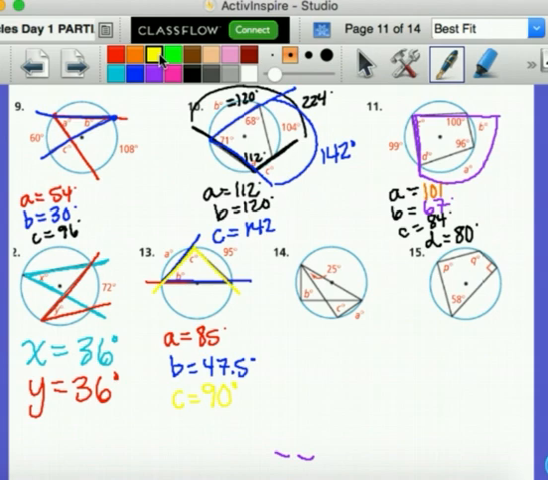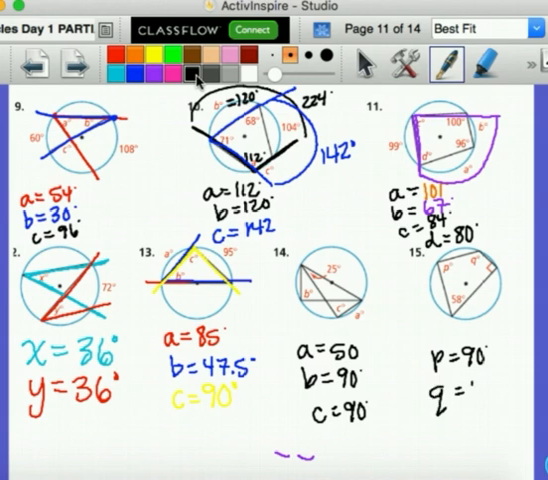Again, I would try the last two on your own and then come back to check. And then we've got all of our questions answered in this section that deals with inscribed angles.